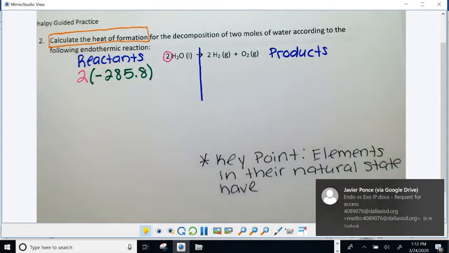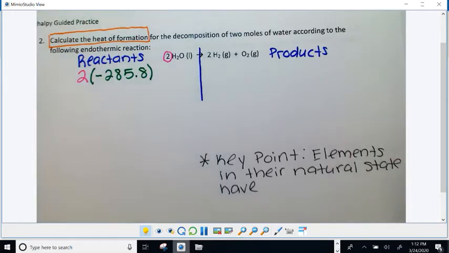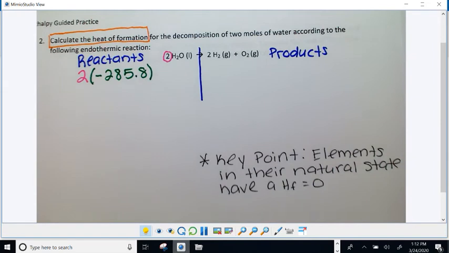And they have an enthalpy of formation that is equal to 0.